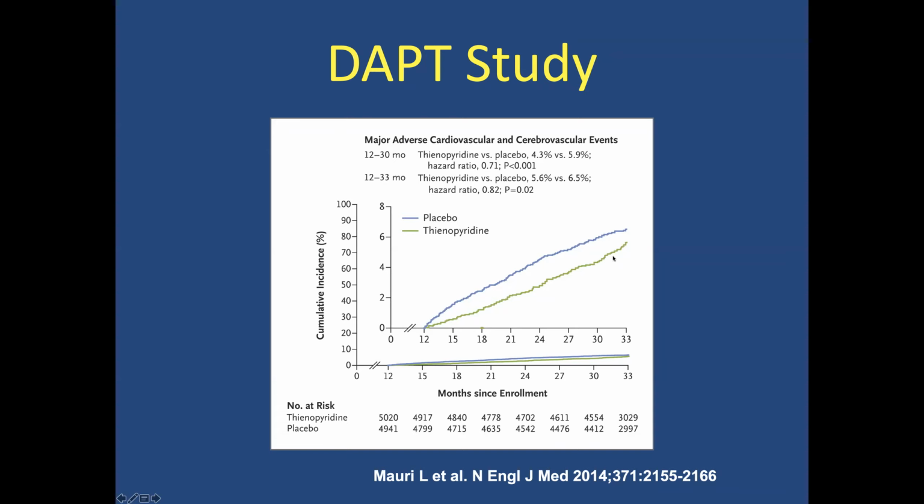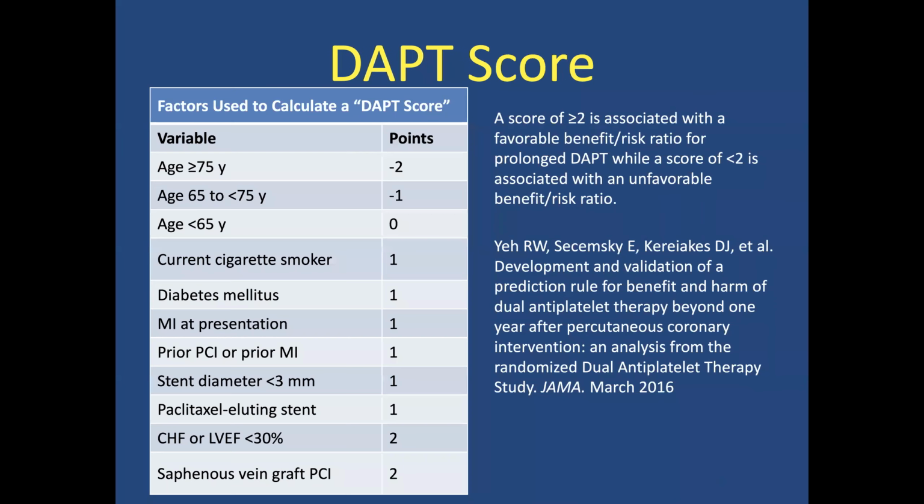Anytime you take patients off dual antiplatelet therapy, there is a risk of increased vascular events, but the protection provided with dual antiplatelet therapy comes at the risk of increased bleeding. As I mentioned before, this should be an individualized decision. So how do we make this individualized decision? The authors of this study came up with the DAPT score. A score of greater than or equal to 2 is associated with a favorable benefit-risk ratio for prolonged DAPT, while a score of less than 2 is associated with an unfavorable risk-benefit ratio.